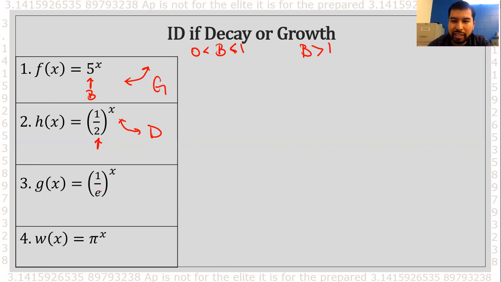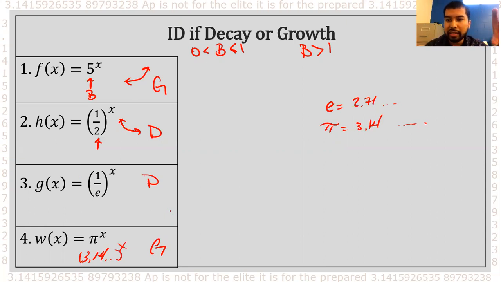The next one is 1 over e. What the heck is e? Well, remember, e is also a value. e is an irrational number, 2.71 and so forth, just like pi in the next example, 3.14. They just continue. So 1 divided by e, 1 divided by 2-ish, will be exponential decay. And 3.14 raised to an exponent is exponential growth. So just by looking at the base raised to an exponent, we can tell a lot of information.